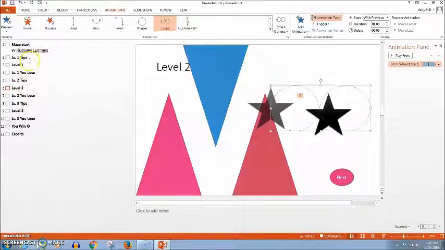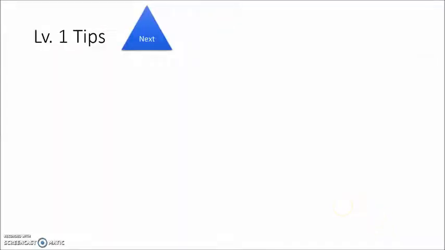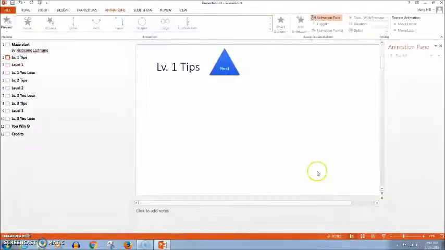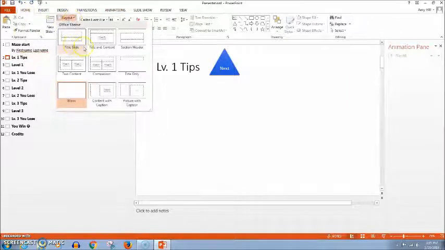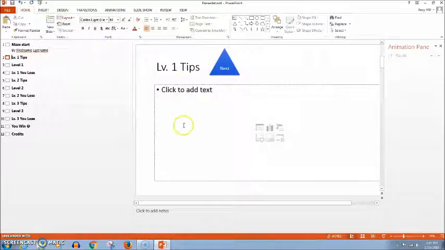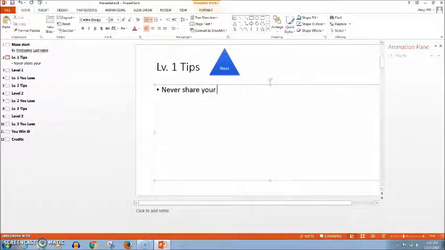In order to make something come up late, say I have a tip slide and I want this button to come up late, because right now when I play it, it is just here. But I want to encourage them to read it, or maybe I want to have a tip and give them some options. I'm going to change the layout of this slide, so I'm going to go to Home, Layout, and choose Title and Content, so I have a text box that I can use. I'm going to type something like, never share your password.